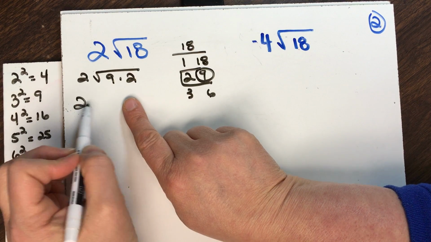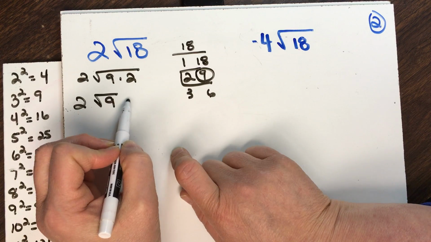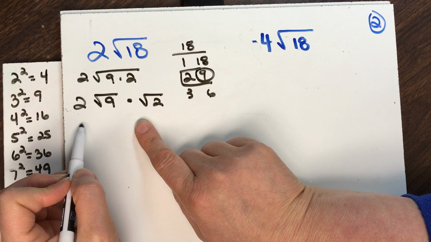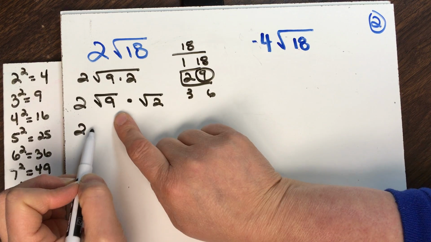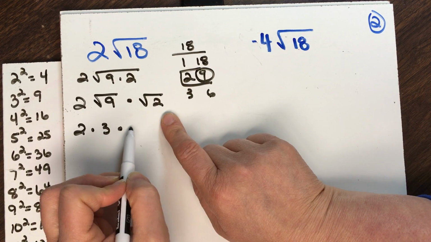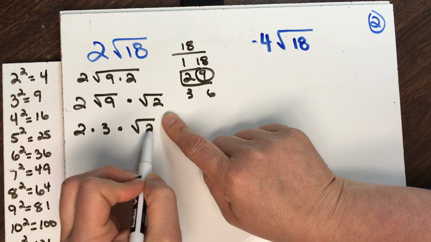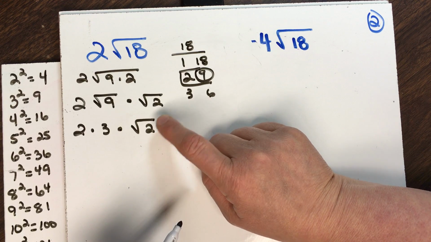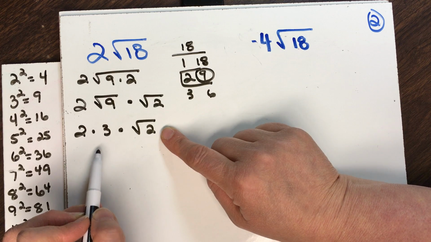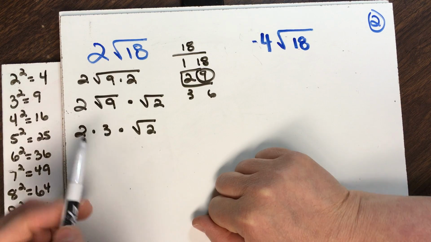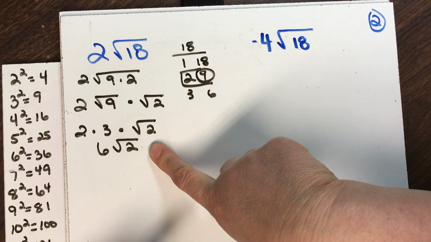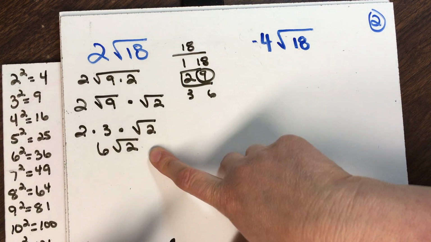Now I'm going to break it up. And now I'm going to simplify. This becomes 3. This cannot be changed unless you do a decimal, and we're not working with the decimals at this point. So now I'm just going to multiply my pieces. 2 times 3 is 6, and put that together. This is our simplified final answer.